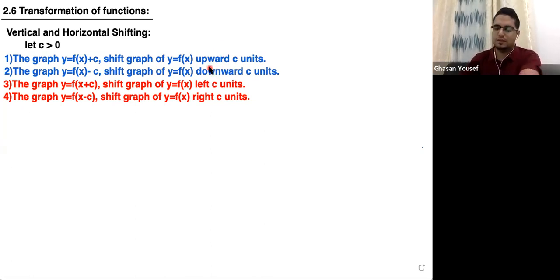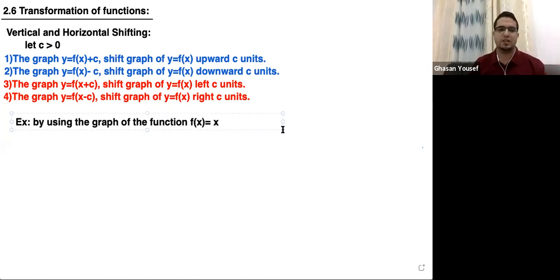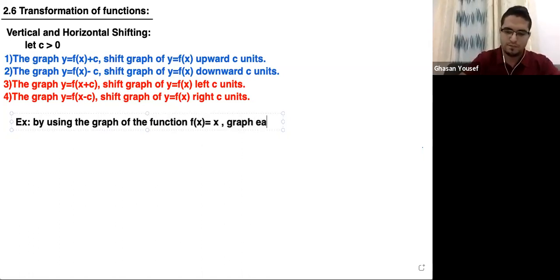Now I'm going to give you an example for this. My question is: by using the graph of the function f of x equals x squared, the original function here, graph each of the following.